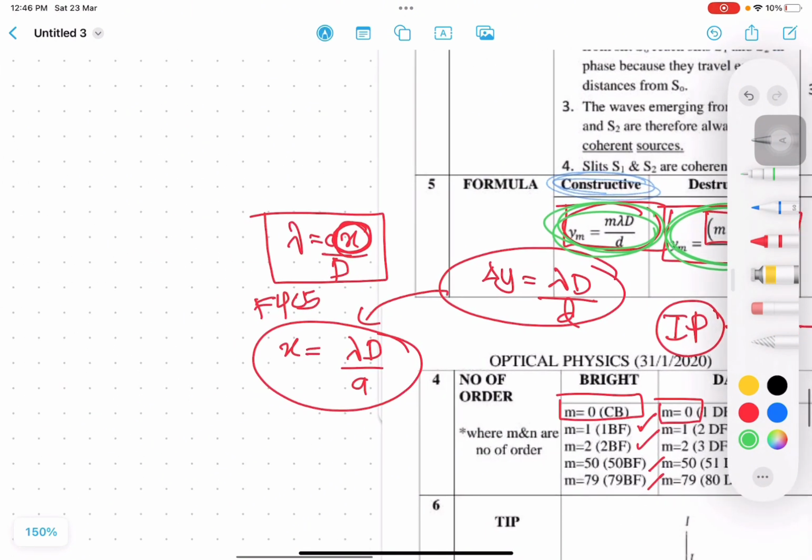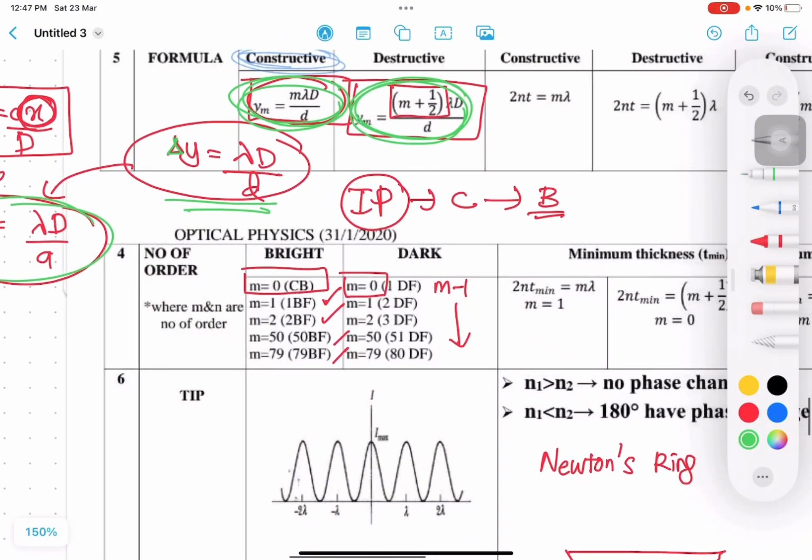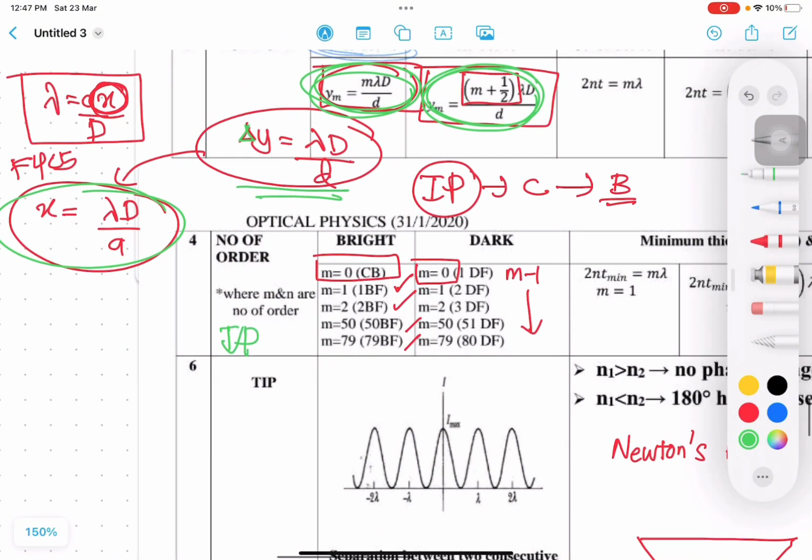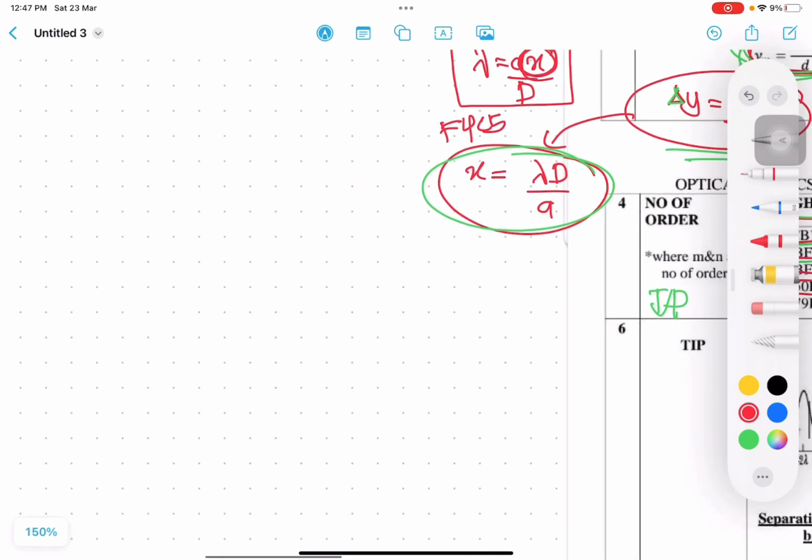We have one more formula, which is delta y equals lambda D over a, that we derive from what we learned in Form 4. Because this is in phase, we look at the bright side. Because this is diffraction, it always starts from the center bright. So our first bright will be 1, and it increases by the number of the fringe. Whereas for dark, we start from 0 for the dark fringe, so it is m minus 1.